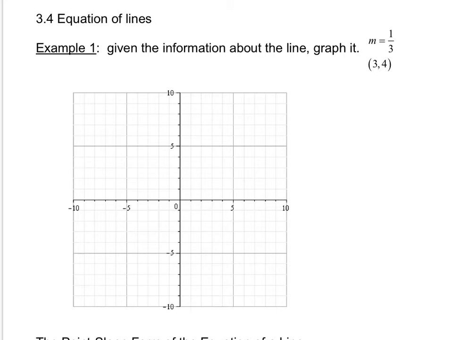Alright guys, today we're going to be dealing with equations of lines. Given the information about the line, graph it. So slope is 1/3 and you have a point of (3, 4). So graph the point first. So you go (3, 4).